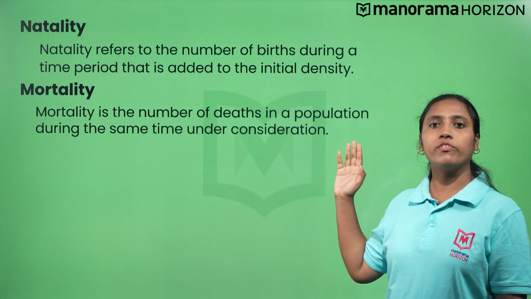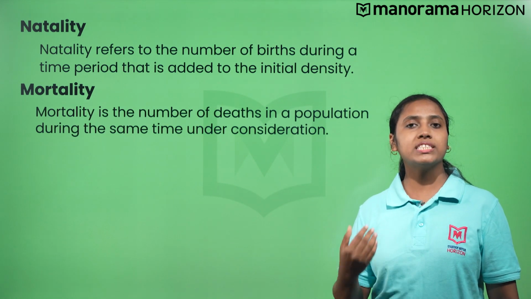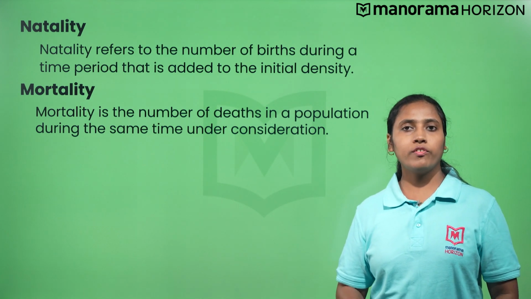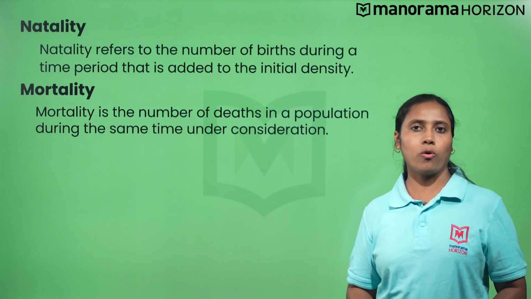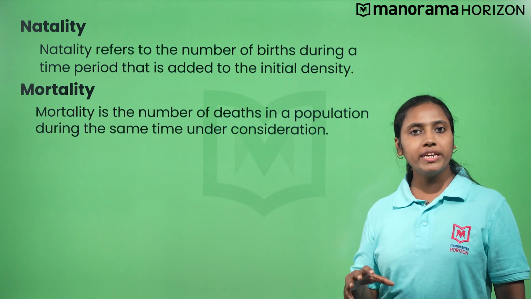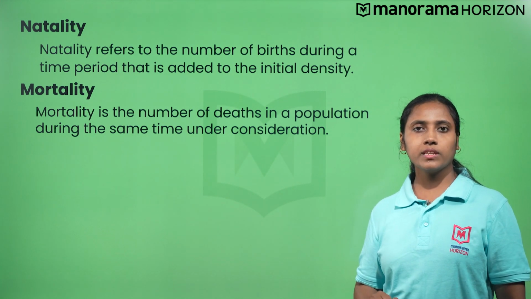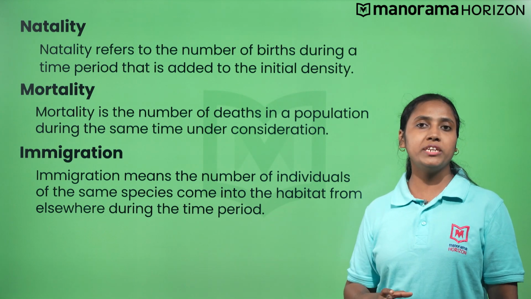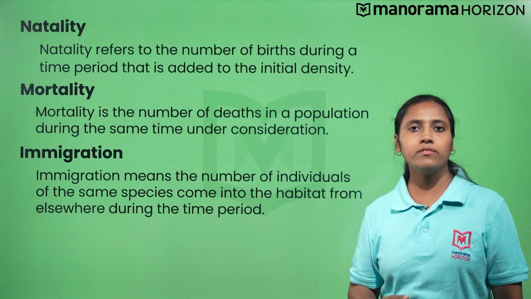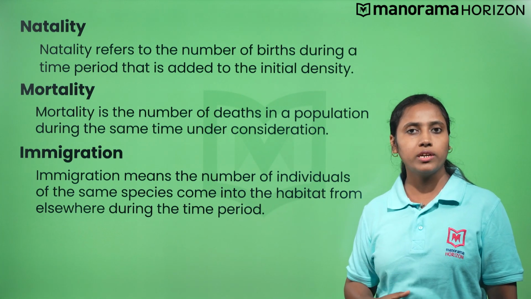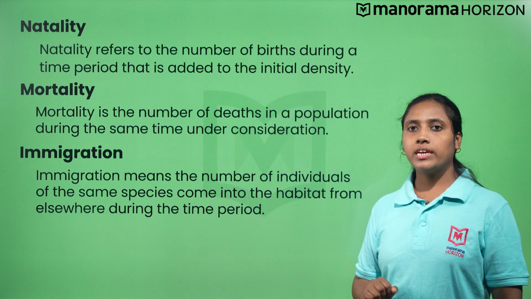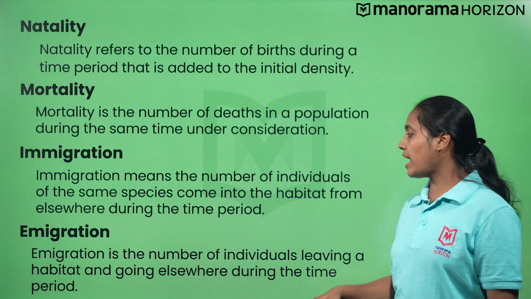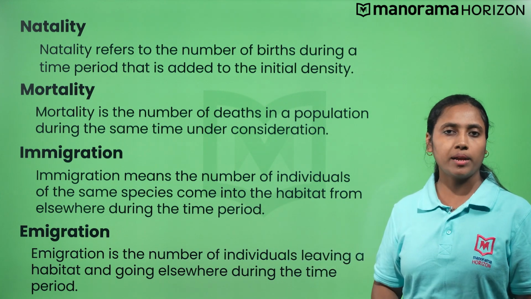Mortality is the number of deaths in a population during the same time under consideration. We have heard of immigration and emigration very often. Can you define immigration and emigration? Immigration means the number of individuals of the same species that come into the habitat from elsewhere during a particular time period. And emigration is the number of individuals leaving a habitat and going elsewhere during the time period.